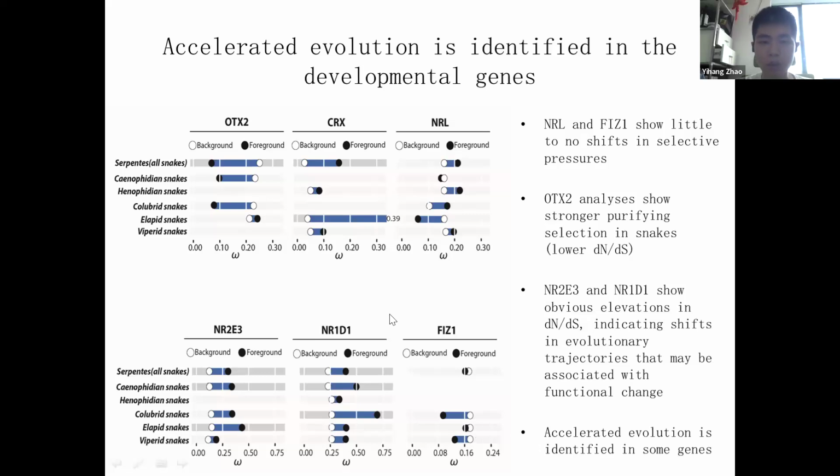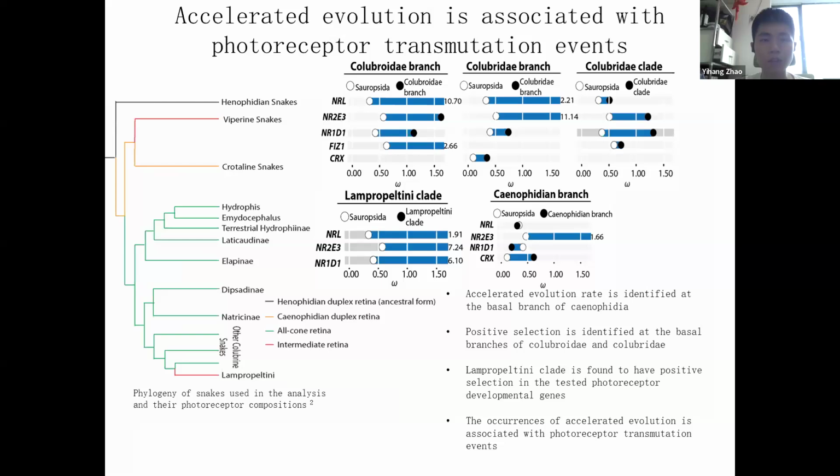Also, one important takeaway from this figure is that this accelerated evolution pattern identified in the photoreceptor development genes matches what has been found in the phototransduction genes of snakes. So this together suggests that, similar to phototransduction genes, photoreceptor development genes of snakes might also be involved in the evolution of photoreceptor transmutation. To further confirm this hypothesis, I have also done analysis on specific branches or clades within the phylogeny.